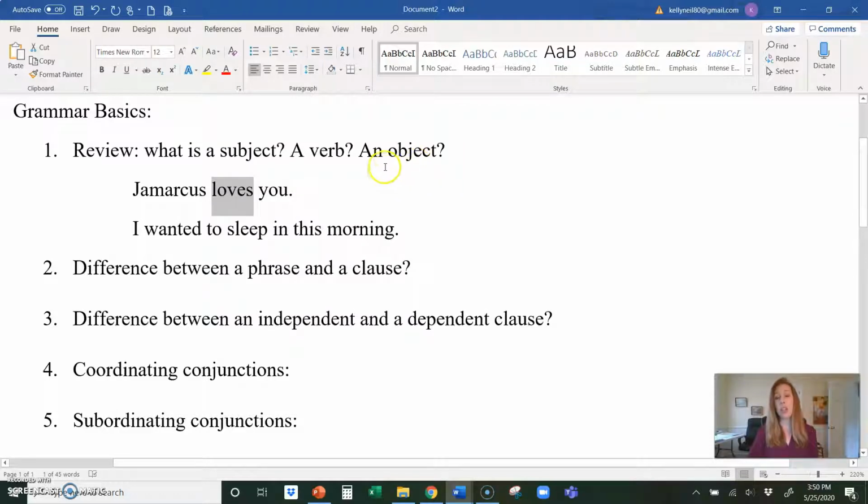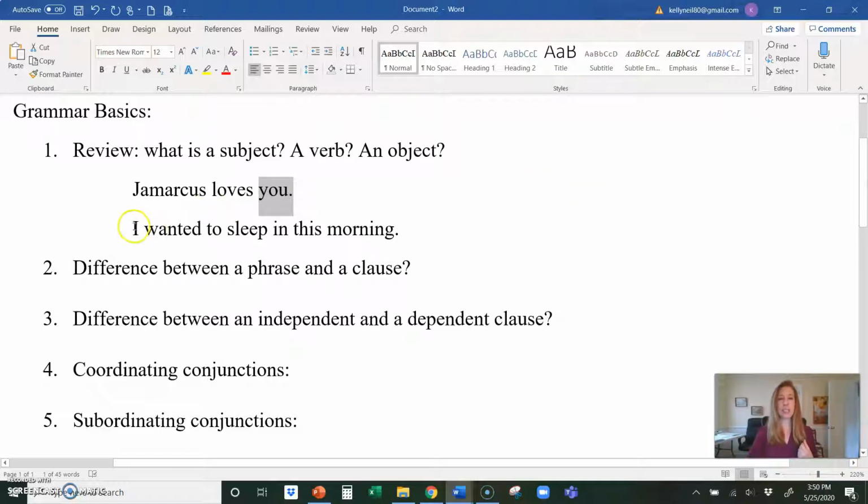And then the object, this is, in this case, the person who is being loved, or the person or thing who is being acted upon. That's the definition of an object. So in this sentence, the object is you. So Jamarcus, he's doing the action, he's my subject. Loves, that's the action that he is doing, loving someone, so that's my verb. And then you, in the sentence, is my object. That's the person who is receiving that love.